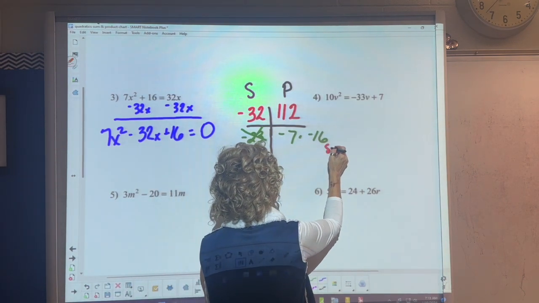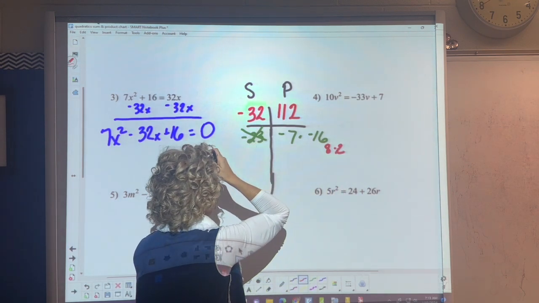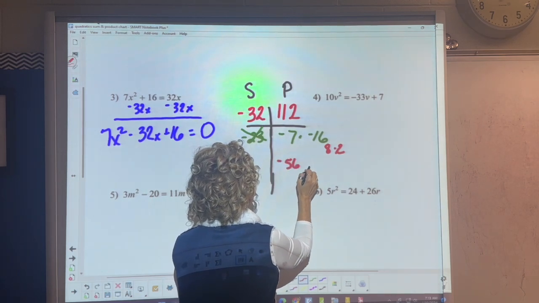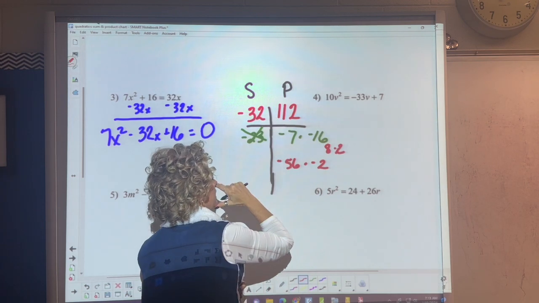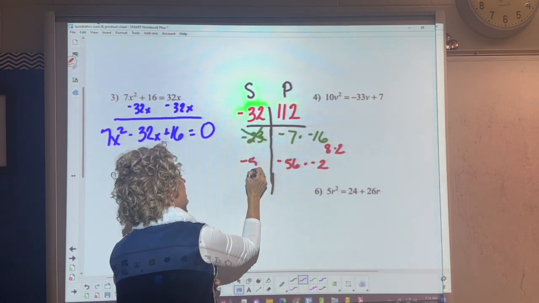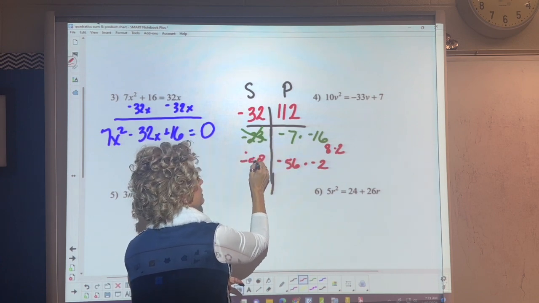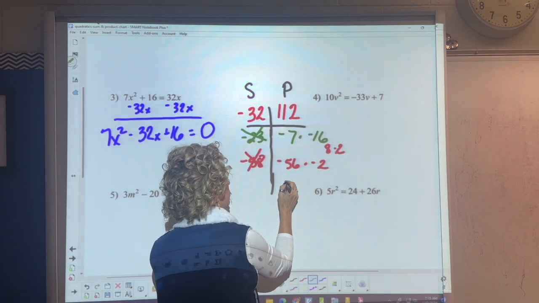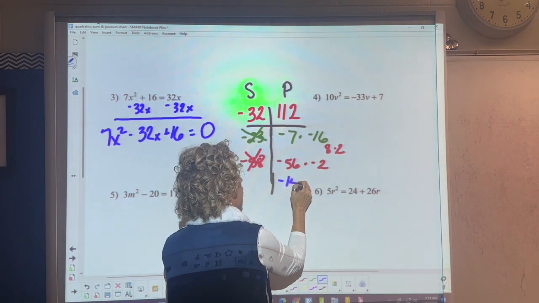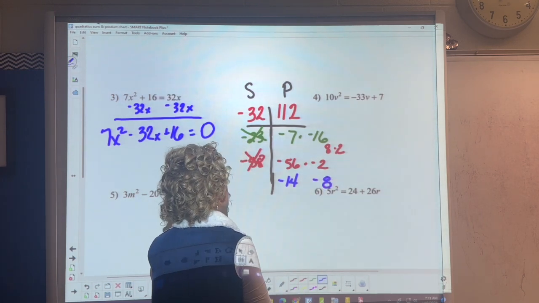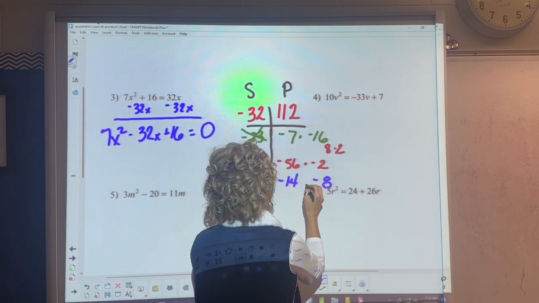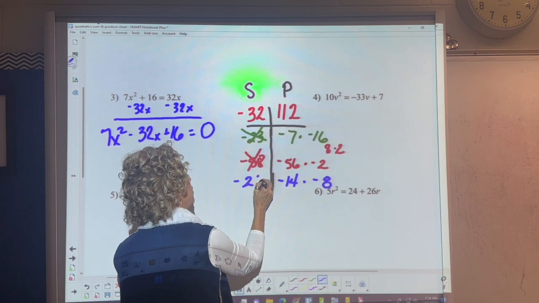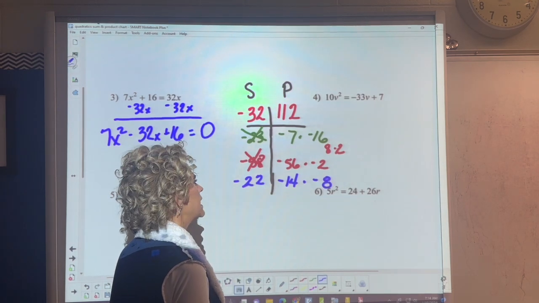Now, 16 is 8 times 2. That's the first thing I came to. That would be negative 56 times a negative 2, which is going to be 112. But when I add those together, I get a negative 58. Okay, that didn't work either. So I had 8 times 2. So let's go. I've got a negative 7 times 2, which would give me a negative 14 times a negative 8. A negative 14 times a negative 8 is a positive 112, but that adds to be a negative 22. Well, that's not helping me either.